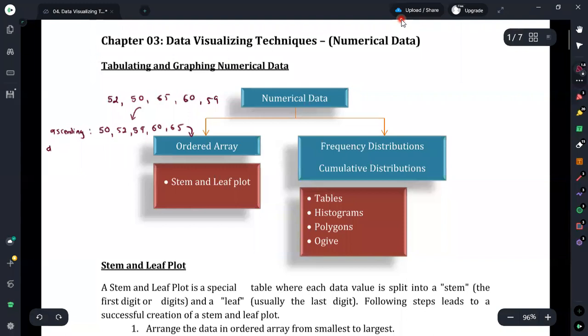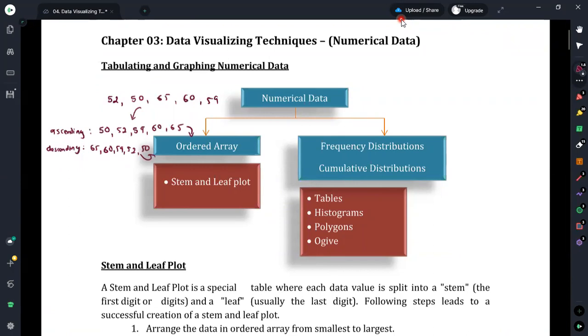And if you need, you can arrange it in descending order as well. If you are rearranging this in descending order, it means that the largest number comes first, then 65, 60, 59, 52, and 50. Therefore, this can also be considered as an ordered array of numbers. It can be in ascending order or descending order.